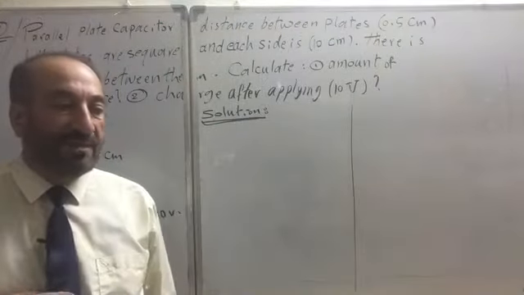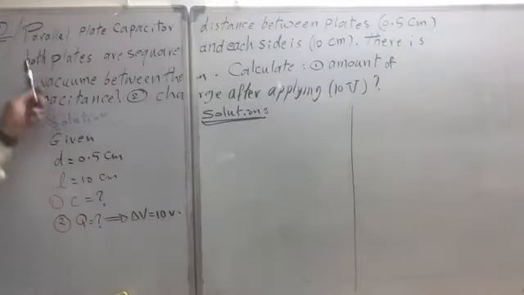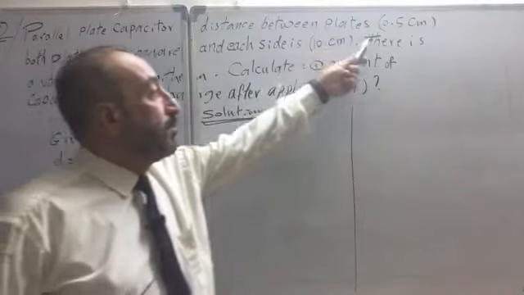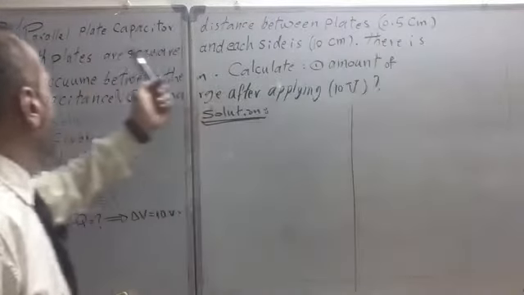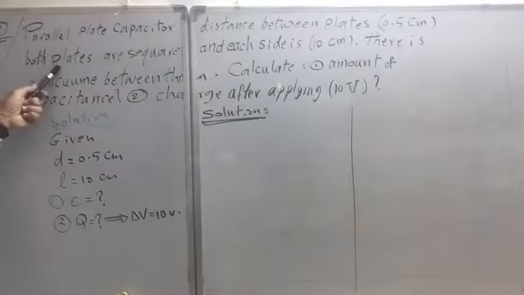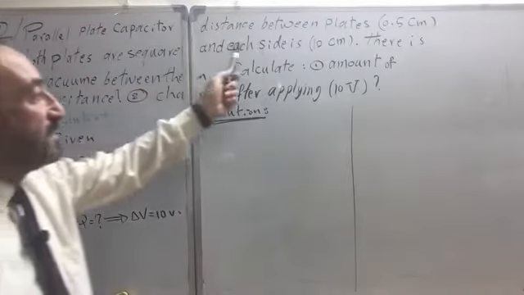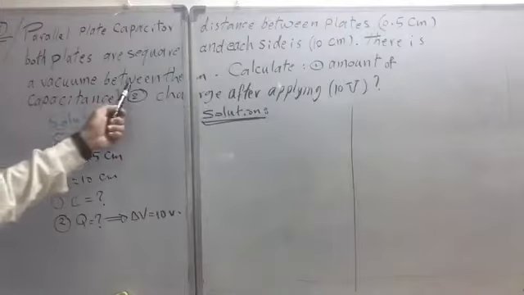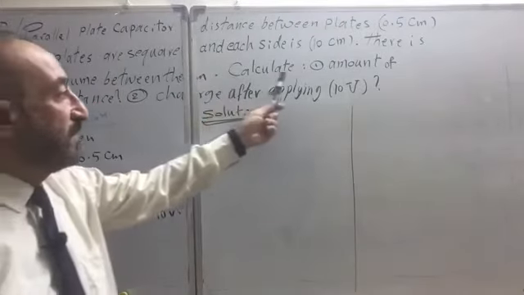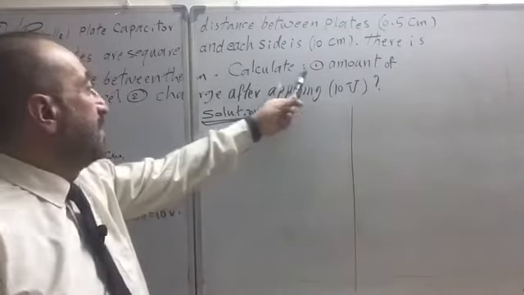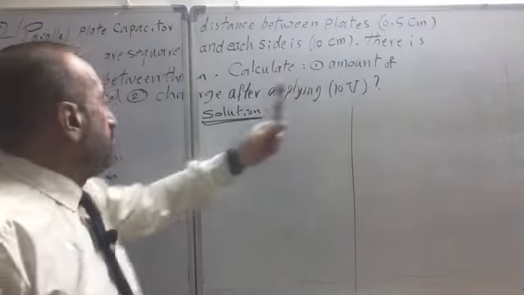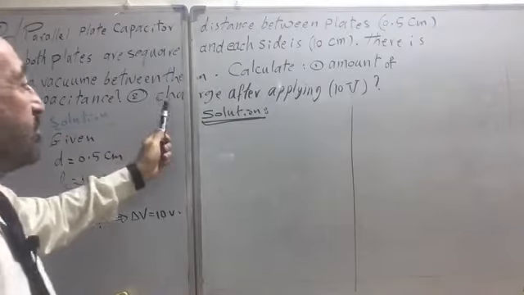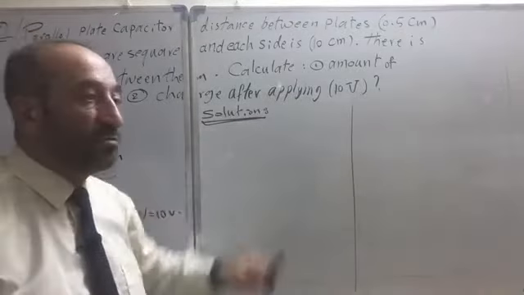This question says a parallel plate capacitor, distance between plates 0.5 centimeter. Both plates are square and each side is 10 centimeter. There is a vacuum between them. Calculate the first order, the amount of capacitance. The second order is the charge after applying 10 volt.